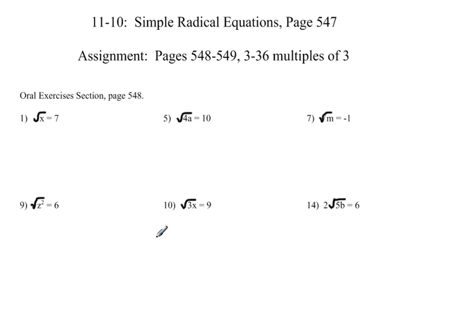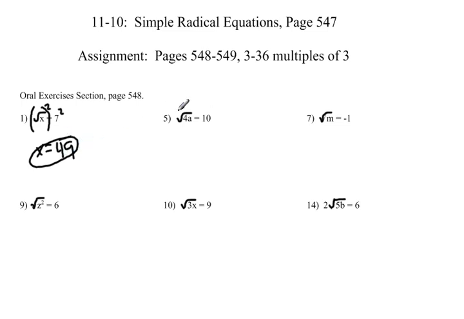I'm going to use the oral exercises on page 548 to do this one. My notation was strange here, so you see where I overwrote the square root symbols. The same thing applies. You're going to square both sides, and I'll show this the first couple of times. Now you're going to have x equals 7 squared, which is 49. And that's as far as you need to go with that.